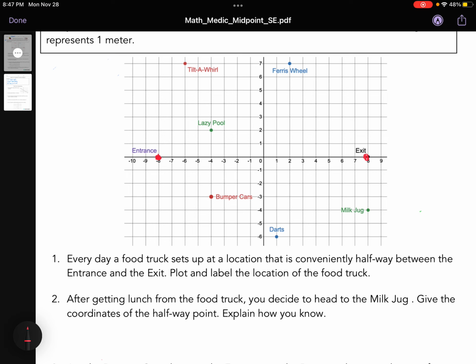This one should be quite simple. This is on a flat line. The entrance is at -8, 0. The exit is at 8, 0. The halfway point should be right in the middle or 0, 0. We can label this location as the food truck.